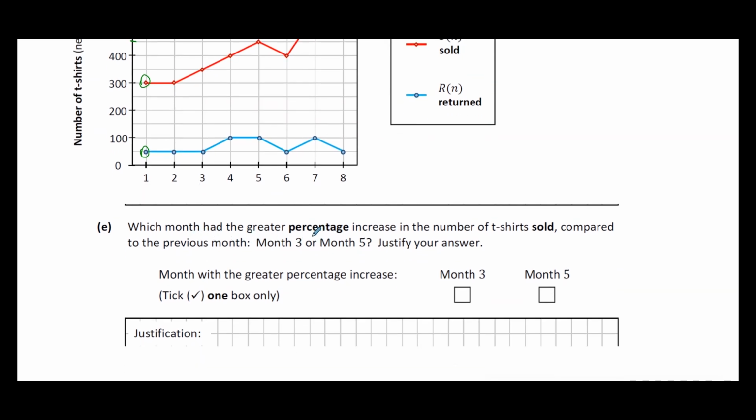Which month had the greatest percentage increase in the number of t-shirts sold compared to the previous month? So when your question is looking for percentage, you think about fraction. Why? Because we change fraction to a decimal, and then decimal we change to percentage. So what kind of a fraction is it? This is a fraction of increase compared to previous month. And we are looking at t-shirts that were sold, not returned. And in this case, we are looking at a specific month 3 and month 5.